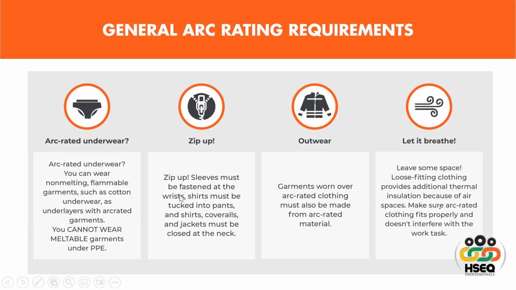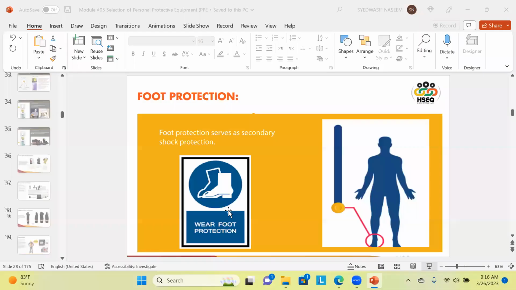Then it talks about zipping up. Zip up sleeves must be fastened at the wrist. Shirts must be tucked into the pants, and shirts, coveralls and jackets must be closed at the neck, because if we are not zipping up, then we are allowing some open spaces, and due to those open spaces, enough energy can enter into our body.